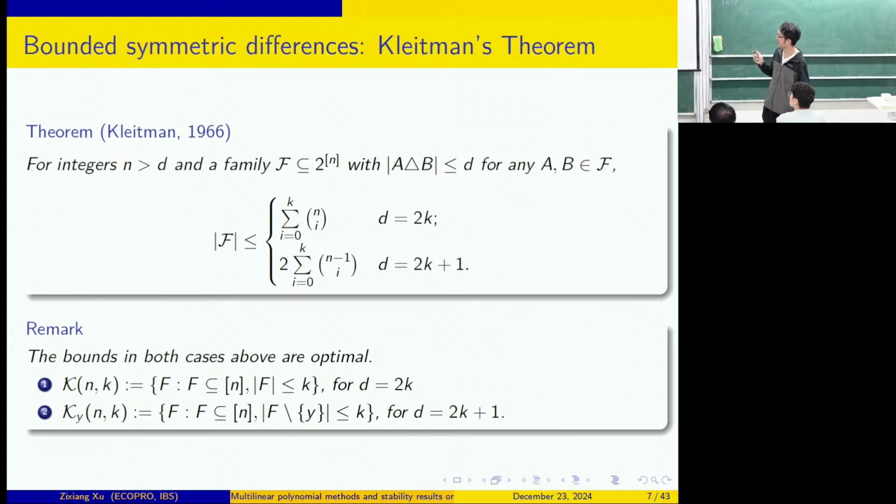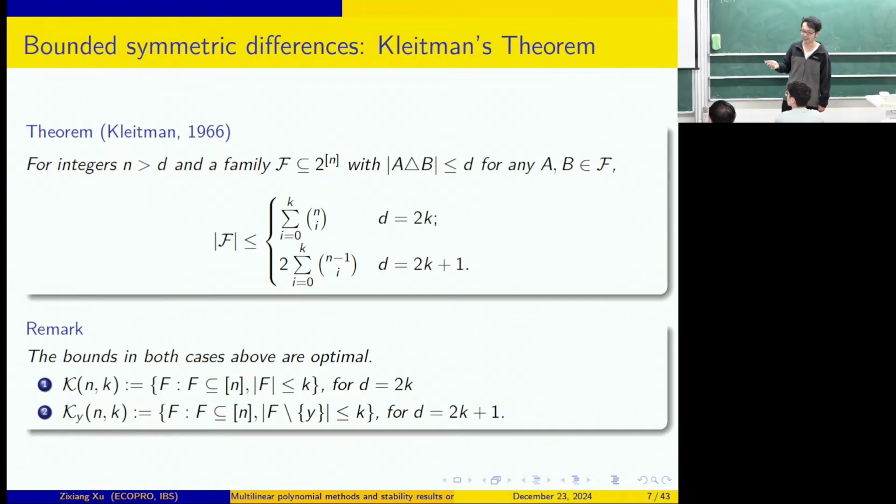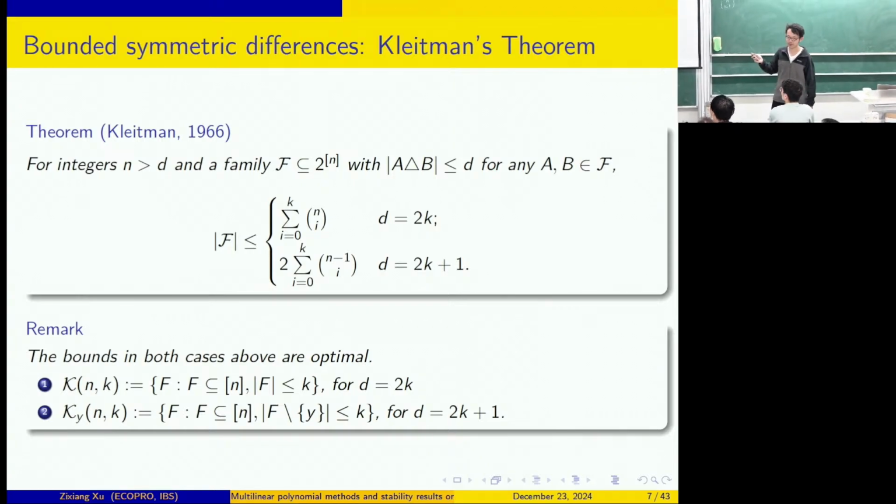Kleitman is also very legendary. At the very beginning he majored in physics, got a PhD in physics and became a professor. Later, unfortunately, he met Erdős, and then he focused on extremal combinatorics and made lots of fundamental contributions in this field.